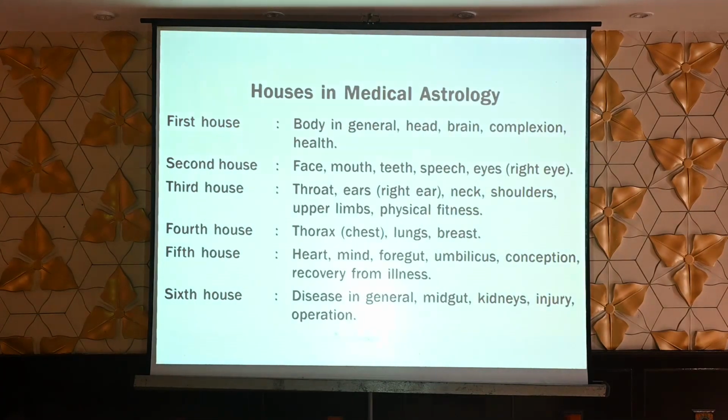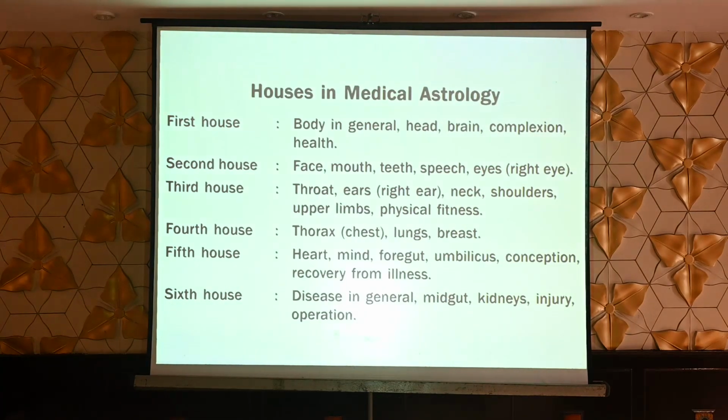Now, first house, most important. The first house is also called Tanu Bhav. Tanu means the body. And this is one important concept which we have picked up for medical astrology. Your first house is your body. So 12 houses are giving you different body parts, but when you consider the whole body, first house is your body. And if something is bad for lagna, bad for the first house, that is bad for your health or bad for your body. So body in general is the first house, and then of course you break into the different parts, and therefore head, brain, complexion, health, etc.